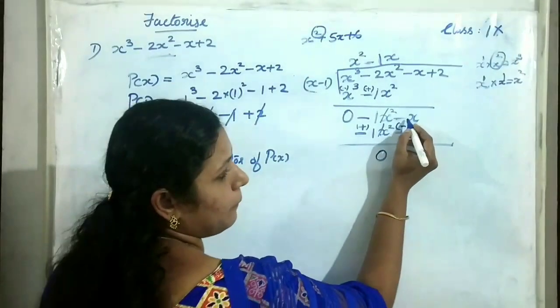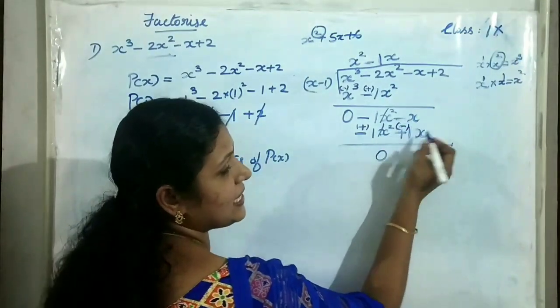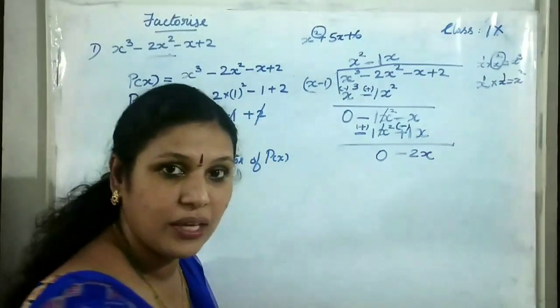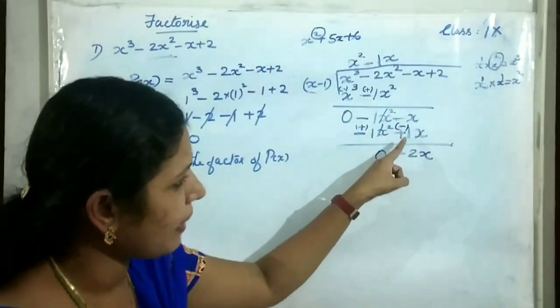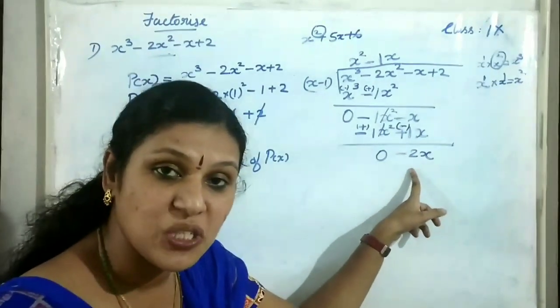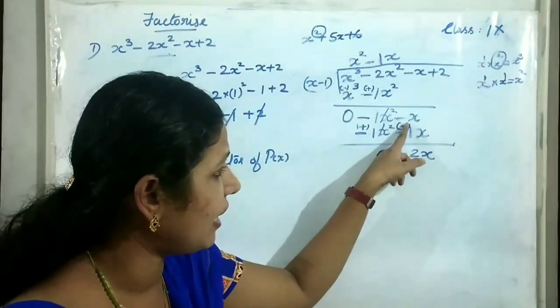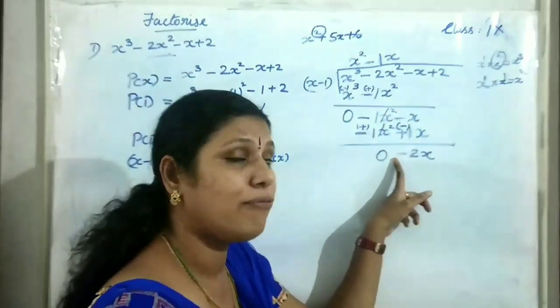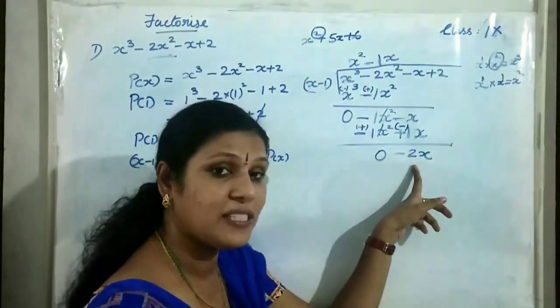So that's why minus 1x is minus 2x. Okay. Minus 1x plus minus 1x is minus 2x. If the same sign comes, add and put the common sign. So that's why we find the answer. We write the answer is minus 2x.